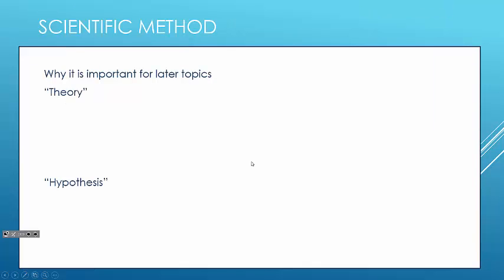Next up, let's talk about the scientific method and why it's important to later topics. The scientific method is how we figure out all of this stuff about the microbiome, and with some of the things that you're going to read, it's going to be talking about the results of this process. So it's important to know what the scientific method is. The things that were missed the most from the scientific method were the terms theory and hypothesis. So let's go over these specifically.